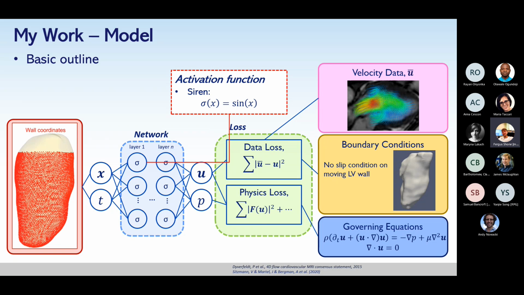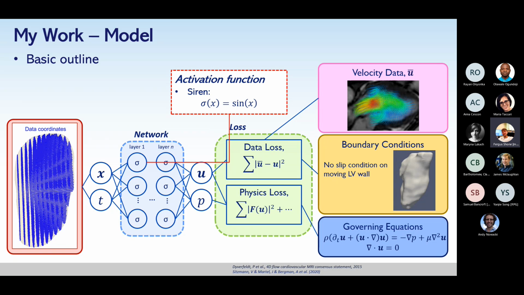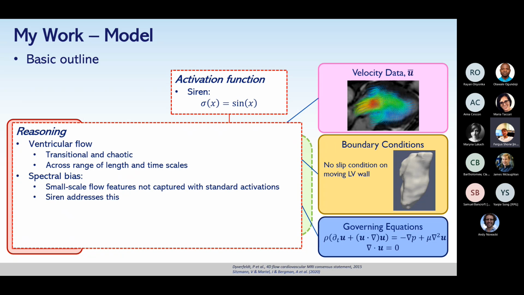The activation function I'm using is the SIREN. And again, just like I mentioned before, ventricular flow is transitional and chaotic, and has flow features across a range of length and time scales. So we need to be able to capture the small scale flow features, and the SIREN allows us to do this.